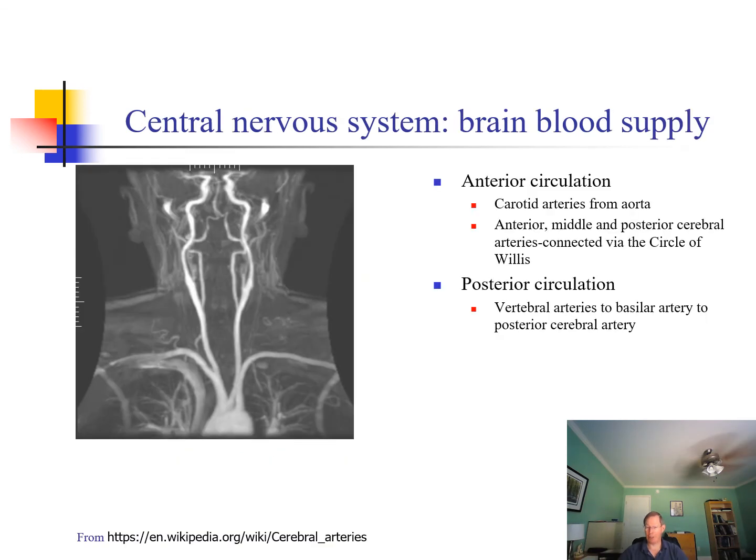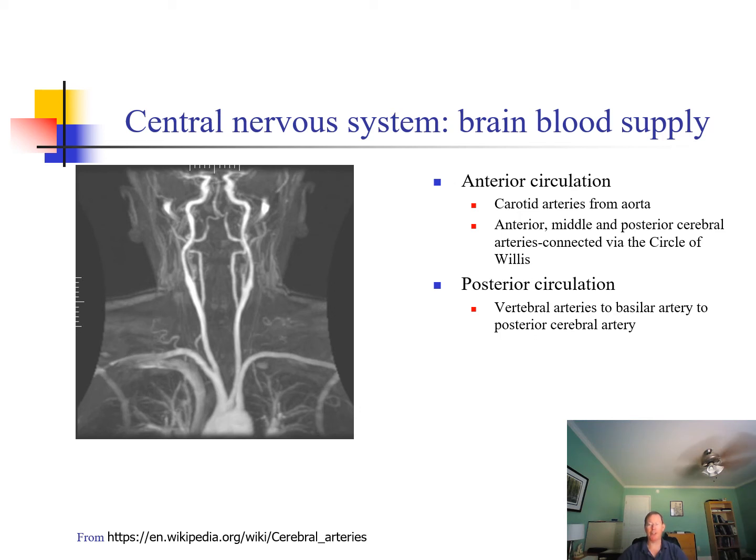Your brain has to get blood in order to operate. This is actually looking at IV contrast that has been placed to allow for visualization of the blood vessels that are going up into the brain. Basically, if you think about blood supply coming out of the left ventricle, it goes out through the aorta, and the aorta will split off.